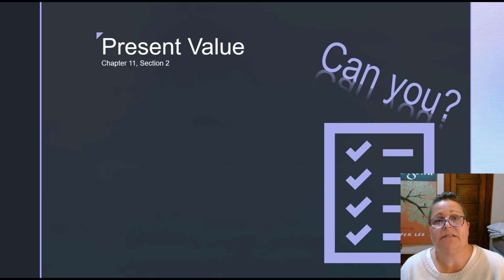That's all there is for section 11.2. It's a lot of rehashing. It's just being able to know the difference between present value and future value. Unfortunately, the processes stay very much the same.